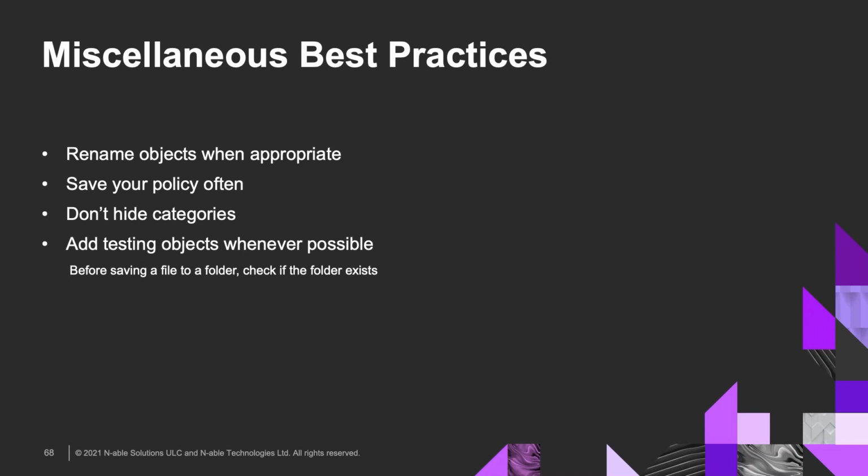Avoid hiding pieces of the Automation Manager interface, especially for categories of objects, because some of the objects are in non-intuitive places. I obviously use the little search function more often than diving into the categories, and so you might hide an object or a category and not realize that it's there as an option for you to use.